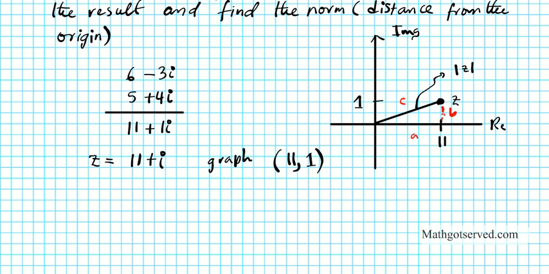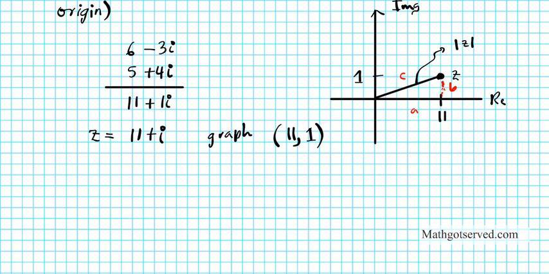So what I'm going to do is use the Pythagorean theorem to find the distance from the origin. I'm going to say z squared, like my c squared, equals a squared plus b squared. It doesn't matter which you call A or B. I can call this A and call that B. So I just go 11 squared plus 1 squared. Okay? This is from the Pythagorean theorem. This is like c squared equals a squared plus b squared.